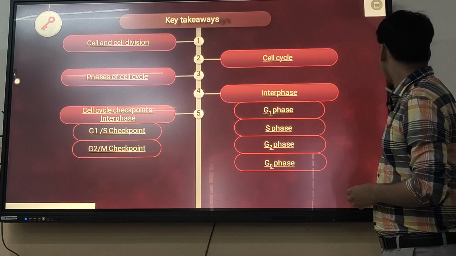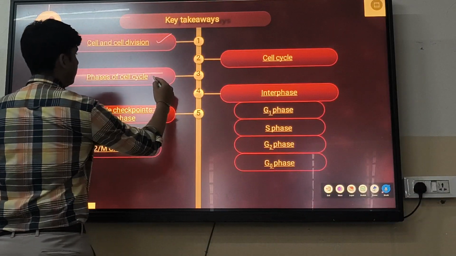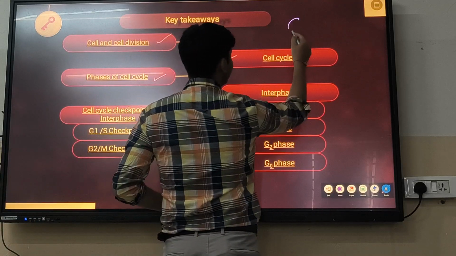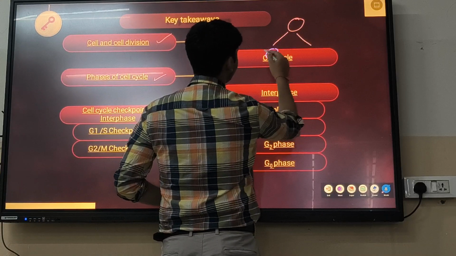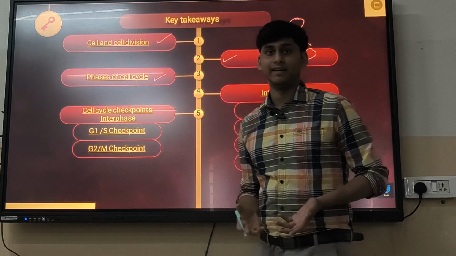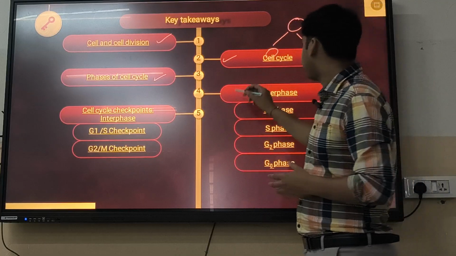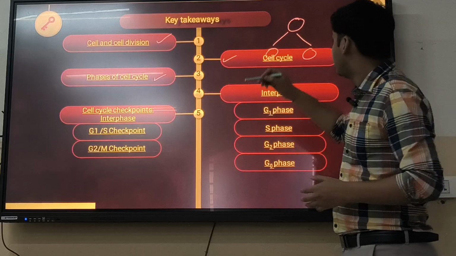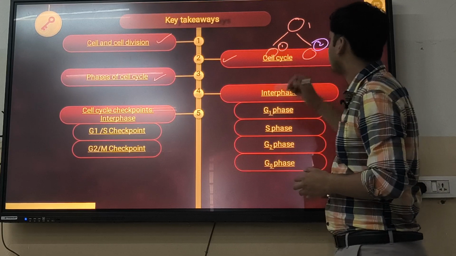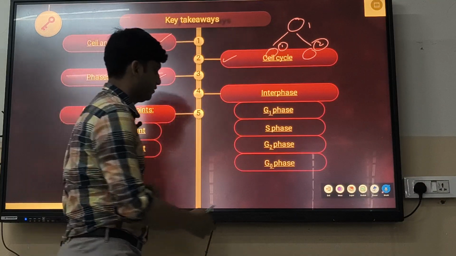The topics to be covered today are cell cycle and division, the phases. What is cell cycle? We all know from a single parent cell, two cells are produced. This process of replicating a cell, making a whole new cell, is known as cell division. After that we will be talking about how this whole process from a single cell to two cells is carried forward. What are the steps involved? Everything.